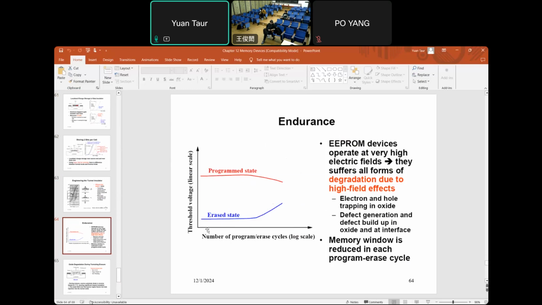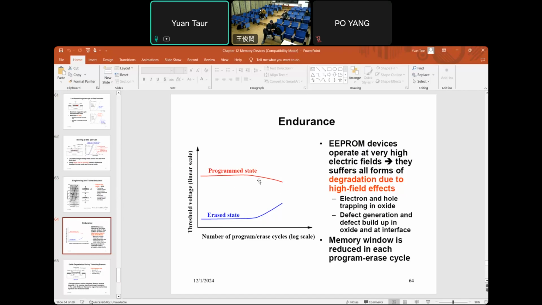So initially, this is a time log scale. Initially, there's a big window between erasure and the program, so you can tell the big threshold voltage shift. But as time goes on, we program and erase, and this is all high field operation. So we have a high field, and the insulator actually gets damaged. SiO2 degrades due to high field effects. You produce electron-hole traps, and you have defect generation and build-up.